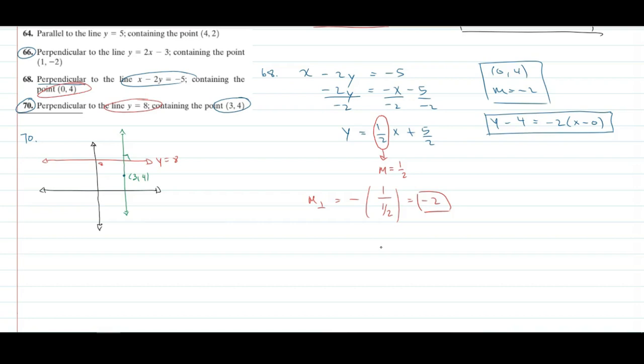So again, what you want to really quickly do is be like, well, this line that they gave to me has a slope of 0 because it's a flat line. So my line must have an undefined slope because it's a vertical line. And don't freak out going like, wait, how am I supposed to put that into mx plus b and stuff like that? Don't worry about that.